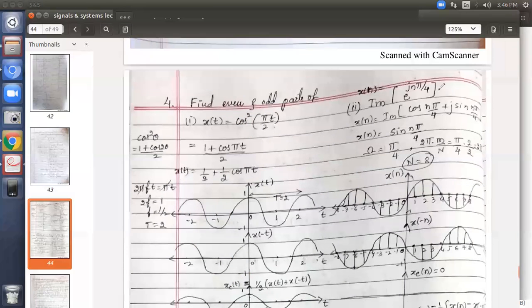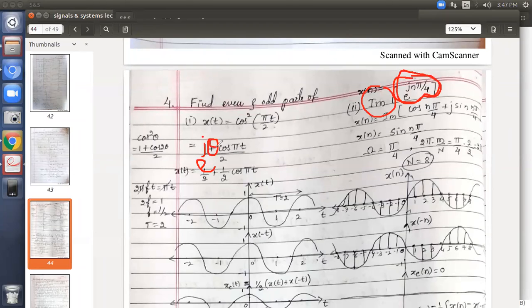Similarly, there's one more signal here. You try to do this. I'll just give you a brief. Im stands for imaginary. The imaginary part of this particular signal, e to the power of j n pi by 4. So first you should know how to expand e raised to j n pi by 4. Then only you can find the imaginary part of that. I think you have studied this.